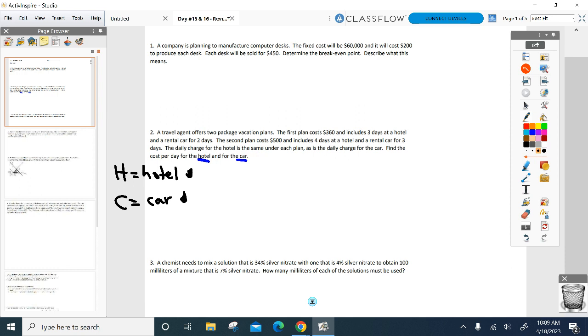Equation number 1, 360. The whole plan costs 360, and that's 3 hotel days, 2 rent-a-car days. All right, so 3H, right? 3 hotel, 2 days in the car, cost me 360. Done. Put them all together. And then read the second plan, and there's your second equation. Okay, there's my second equation.